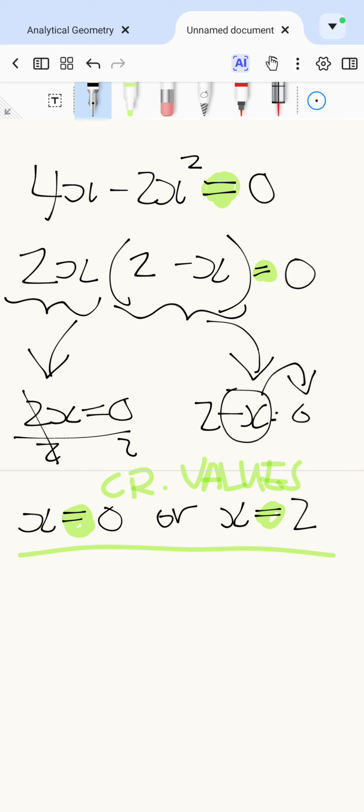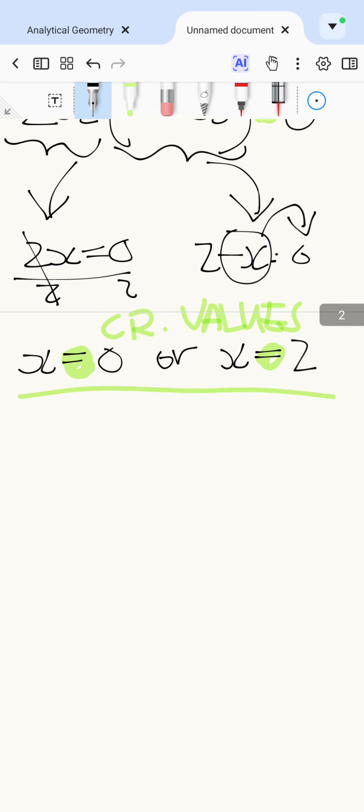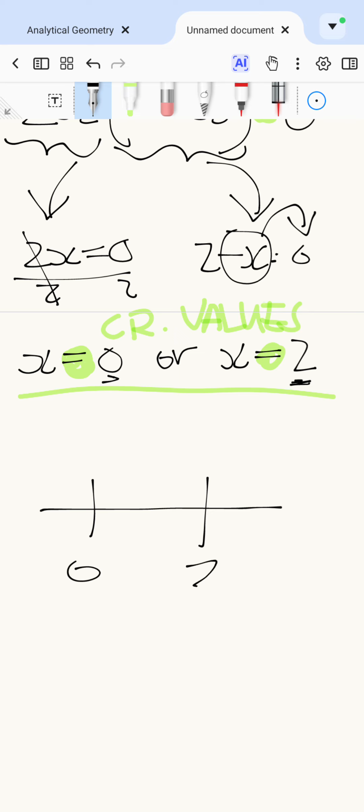All right. So what we are going to do is this. And there's maybe two ways to do this. I'm going to show you the safest bet. Safest bet, draw a number line and put your critical values on your number line. Now make sure that the smaller one is on the left hand side. That's how a number line works. Smaller values on the left, bigger values on the right. So I'm going to put a 0 here and I'm going to put a 2 there.